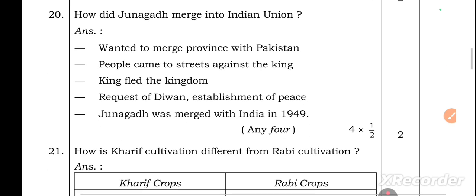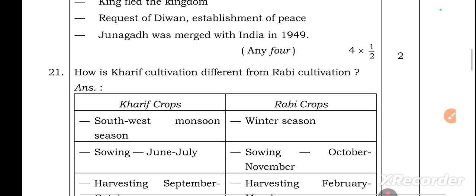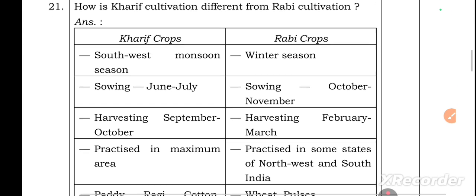Okay, then 20th question. How did Junagadh merge into Indian Union? The ruler wanted to merge the previous province with Pakistan. People came to the street against the king. The king fled the kingdom. A request to the Diwan, establishment of peace. Junagadh was merged with India in 1949. If you write any 4 important points, you will get 2 marks.